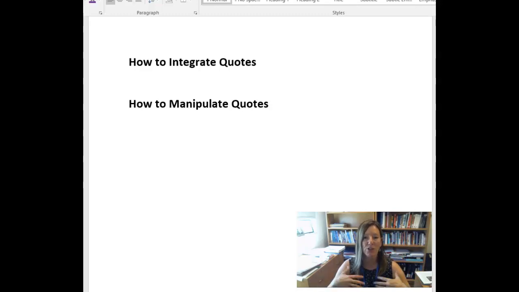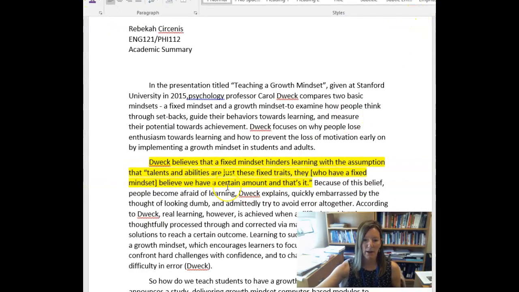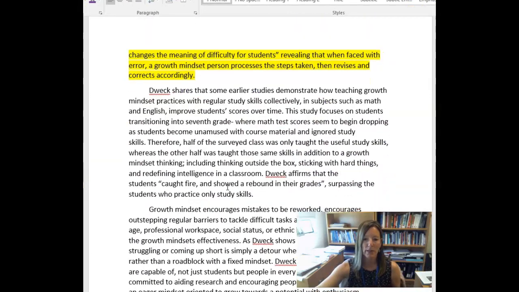But it's generally a good idea to include a couple of quotes somewhere in the summary so that you can give your reader just a taste of what Dweck's voice was like, or if Dweck said something particularly powerful in a way that you feel like you can't really capture any better, you might want to use a quote for something like that. And so if we look back to our sample, you'll see that this student, Rebecca, has a couple of quotes in her essay.